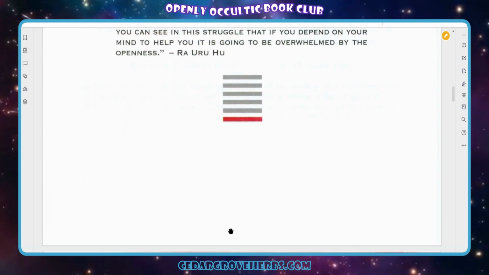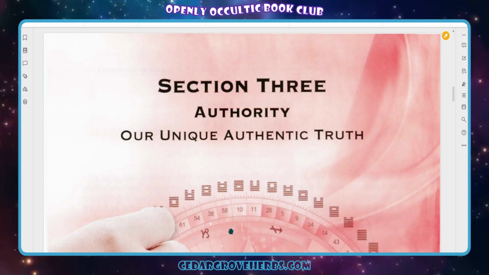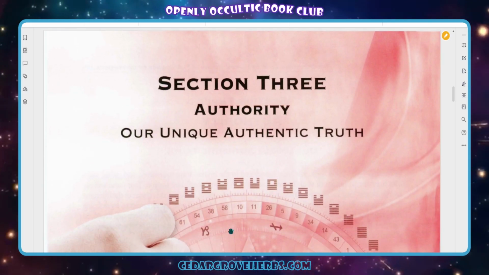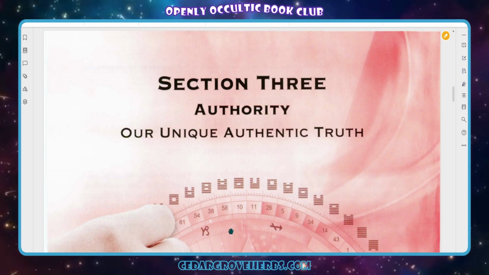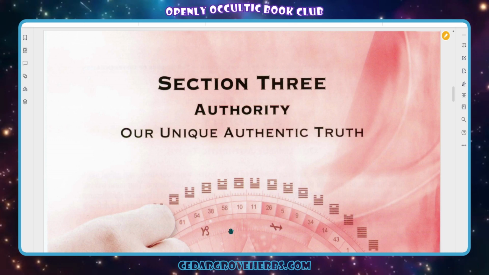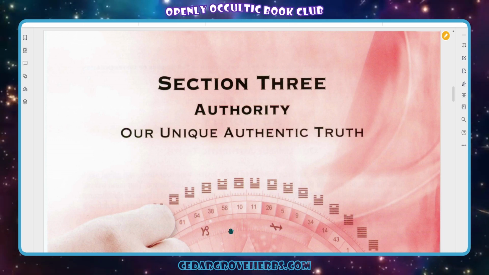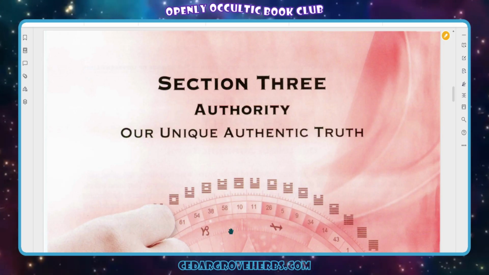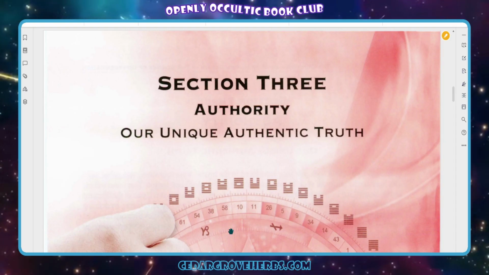That was a quote from Ra Uru Hu, founder of the Human Design System. We'll stop here, and when we come back, we'll get back to section 3, where we start to discuss the authority. What does it mean, strategy and authority? We'll discuss what that means and how to live our own unique, authentic truth.